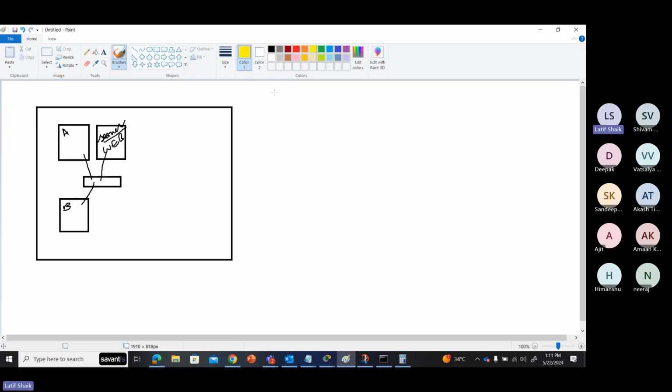If I want to communicate from A to this web server or from B to this web server, do I need any internet connection? Do I need any router, modem kind of stuff from here to here? No, sir, not required. So why? Because both are in the same LAN communication. Both are in a private network only.